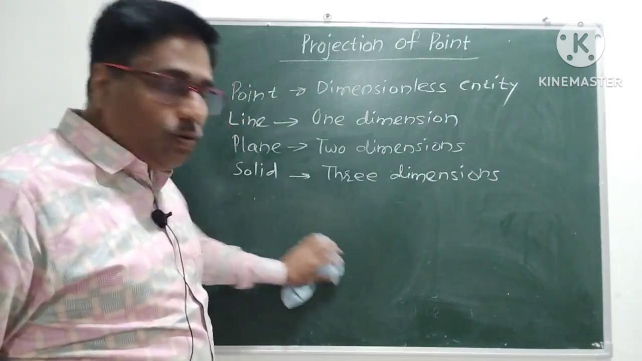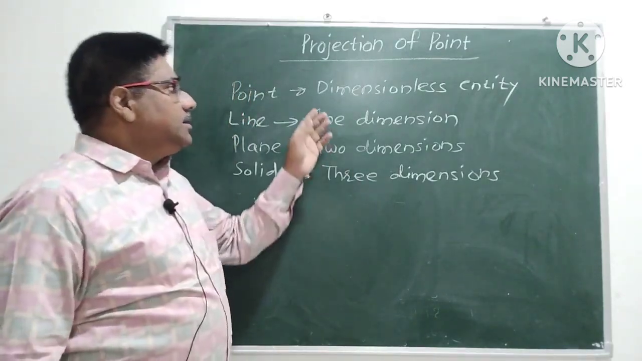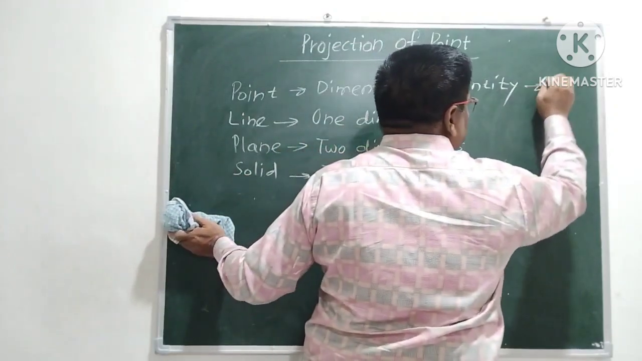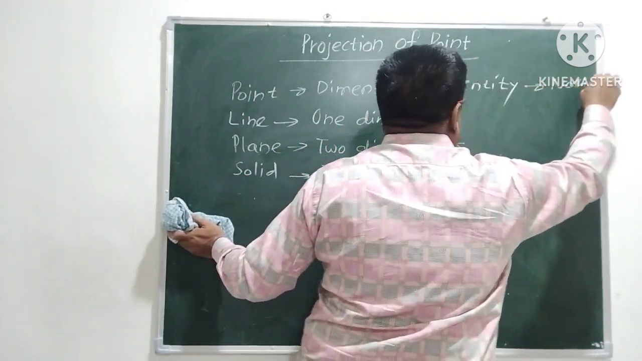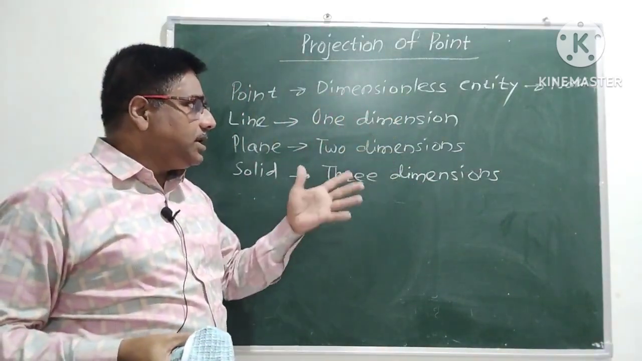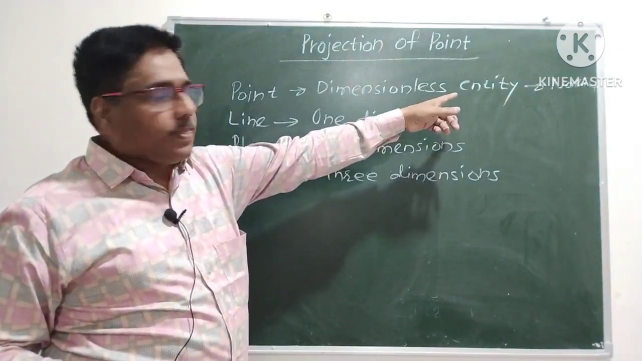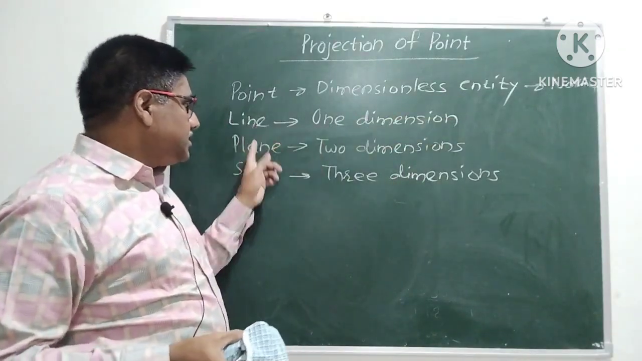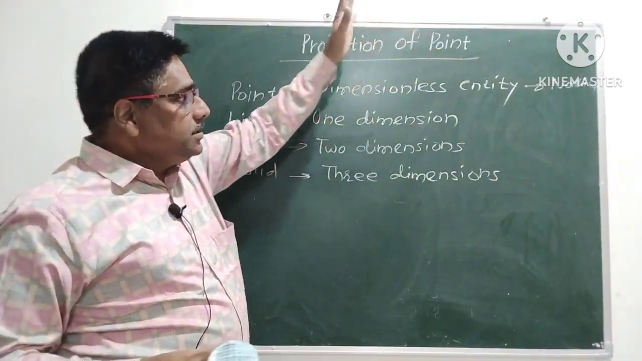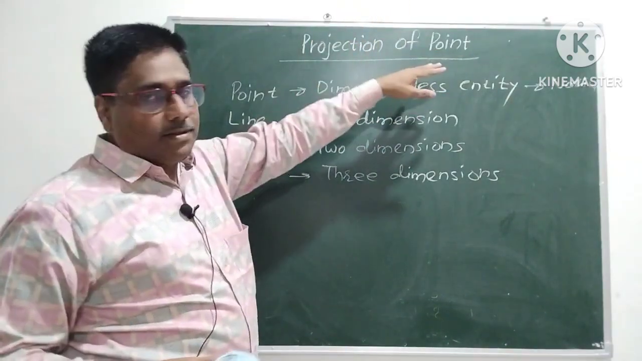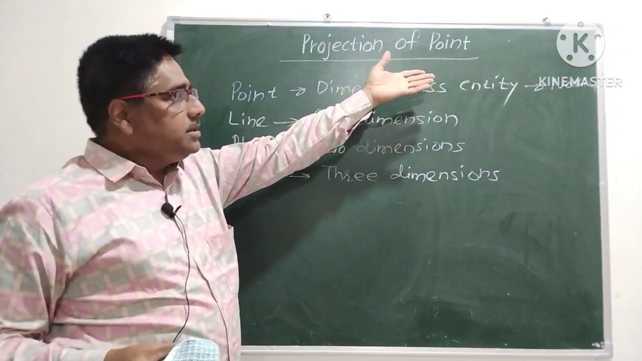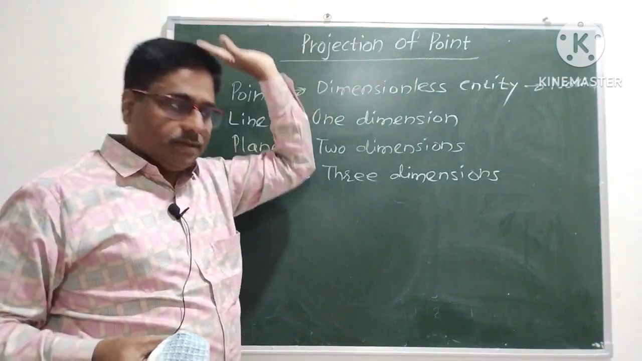It is very interesting to know that everything comes from nothing. Point is what? Nothing. But the source of all remaining entities, that is line, plane, and solid, is point only, which doesn't have any dimension. Everything from nothing. We got all these entities from nothing, meaning point. Very interesting thing.